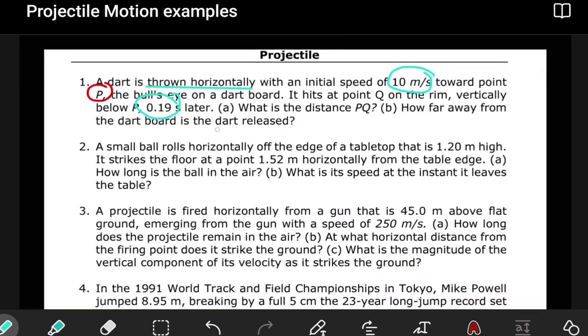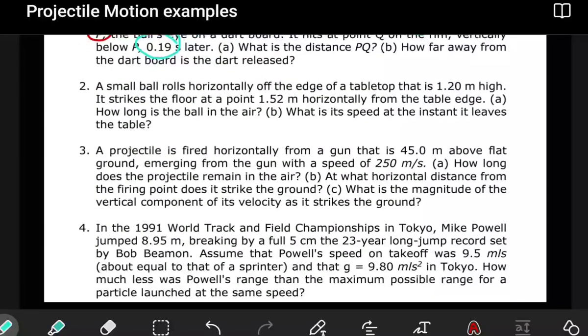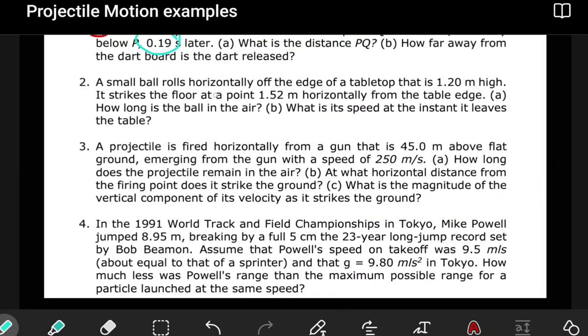So this was the second part of this question. And now we can move on to the second question. And what is it saying? A small ball rolls horizontally off the edge of a tabletop that is 1.2 meters high. It strikes the floor at a point 1.5 meters horizontally from the table edge. Now they want us to find how long is the ball in the air. And the second part, what is the speed at the instant it leaves the table?